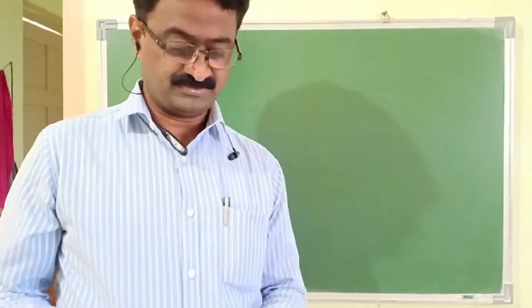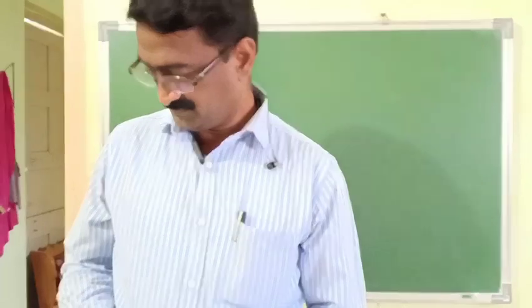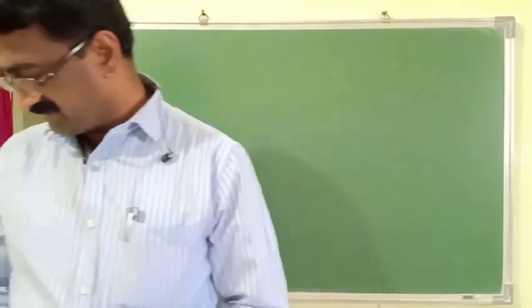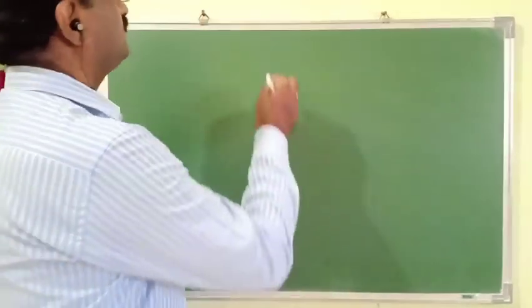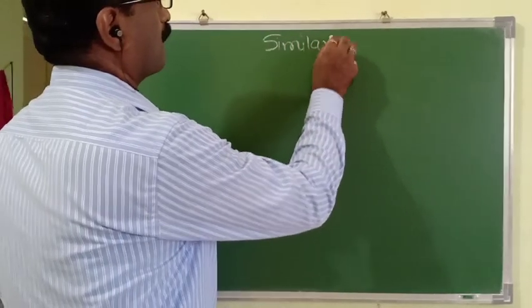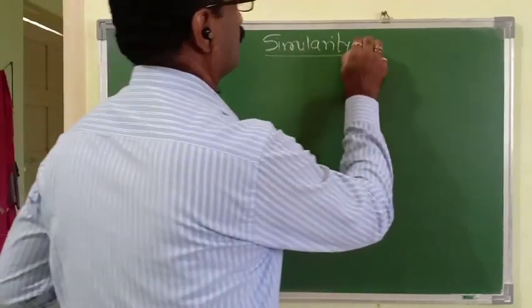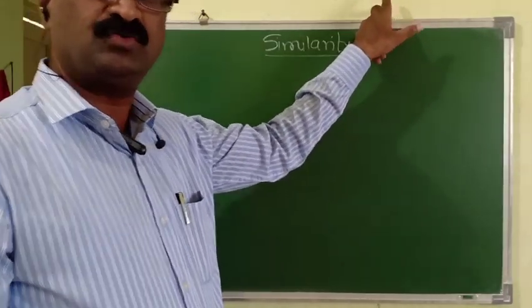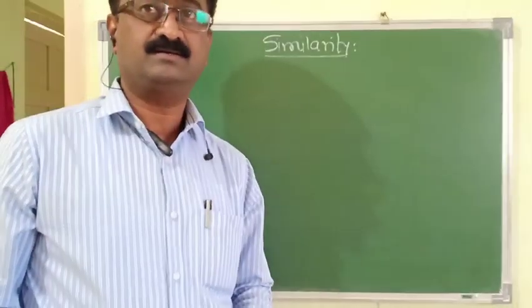Today we are going to learn the first chapter of geometry, that is similarity. The title of the chapter is similarity. This chapter gives you 17 marks.